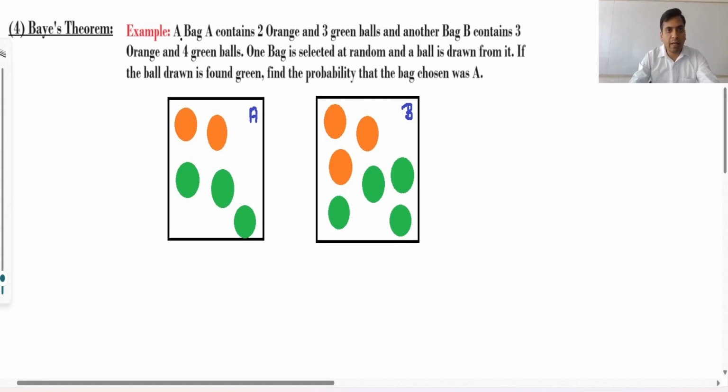In this example we have two bags. First is bag A, and second is bag B. In bag A, there are two orange balls and three green balls. And in the second bag, we have three orange balls and four green balls. Now, one bag is selected at random, and a ball is drawn from it. If the ball drawn is found green, find the probability that the bag chosen was A.